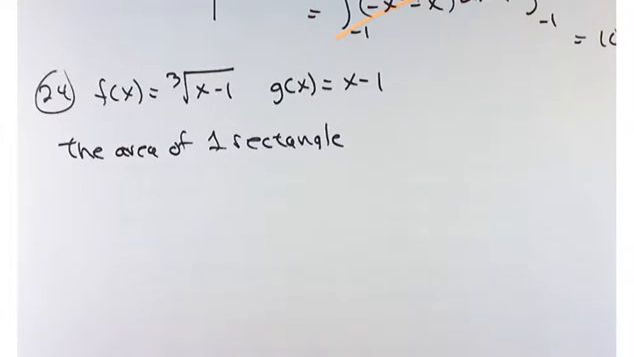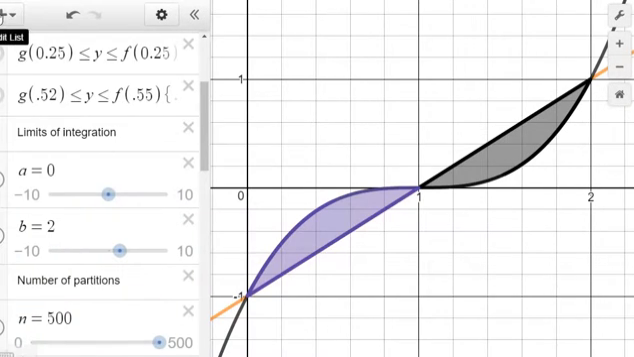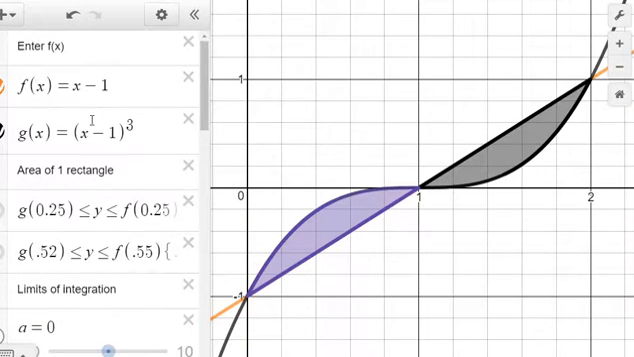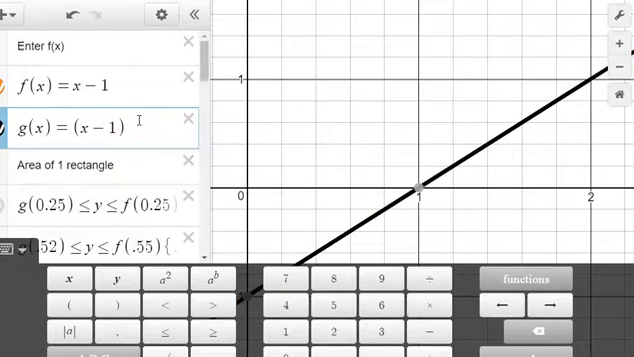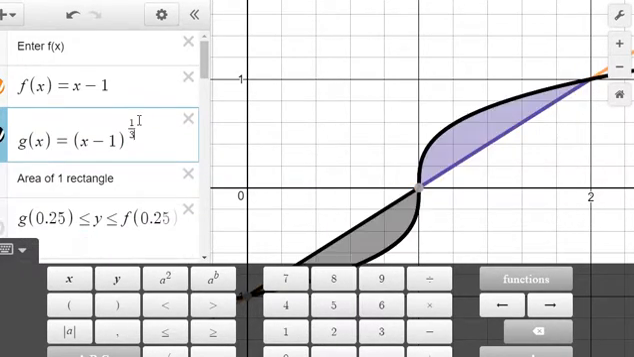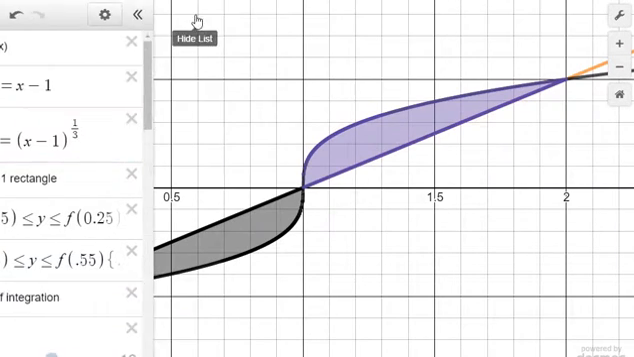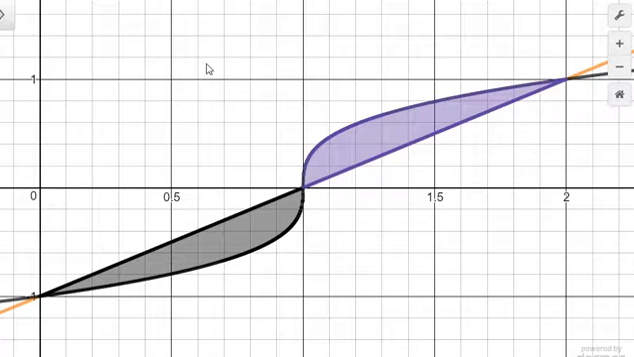So let's change this function here. We want the cube root. Now, you know what? I'm just going to raise it to the 1/3 power. Be a quick fix on that. Raise to the 1 divided by 3 power. There you go. There's our quick fix. So we need to find the area of one rectangle here. See what you can do in terms of the setup.